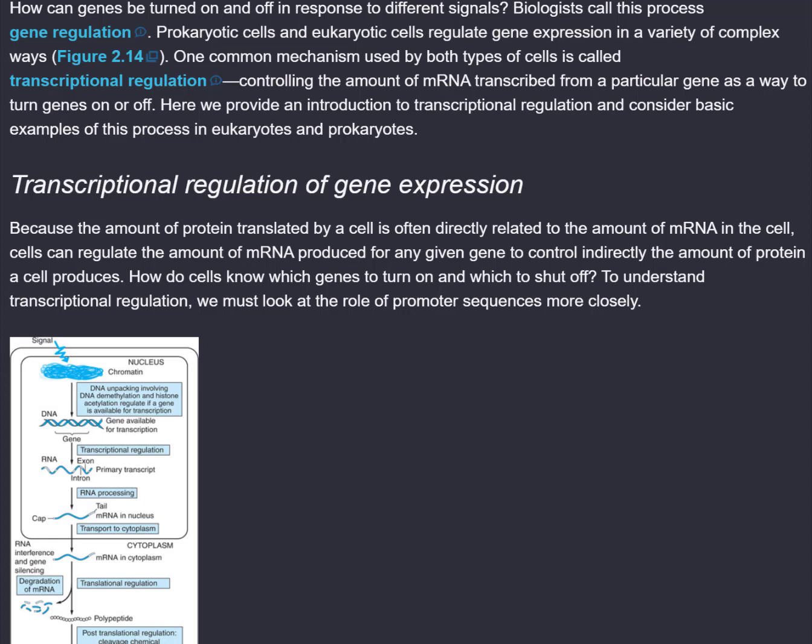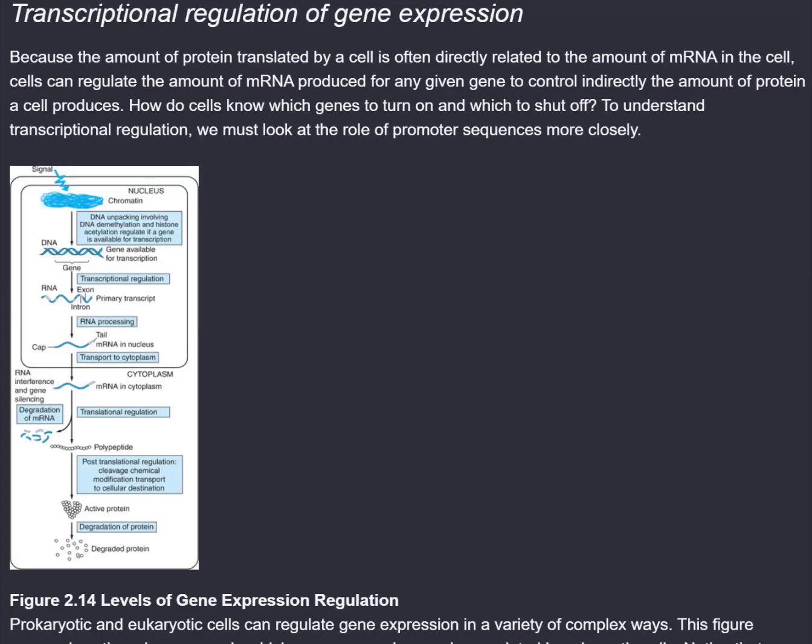Figure 2.14. One common mechanism used by both types of cells is called transcriptional regulation, controlling the amount of mRNA transcribed from a particular gene as a way to turn genes on or off. Here we provide an introduction to transcriptional regulation and consider basic examples of this process in eukaryotes and prokaryotes. Transcriptional regulation of gene expression.